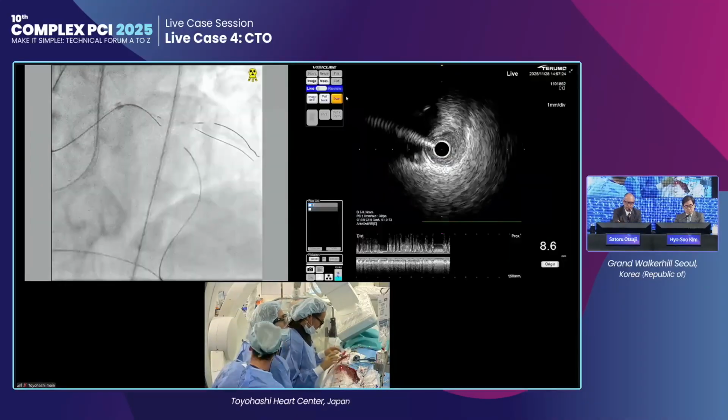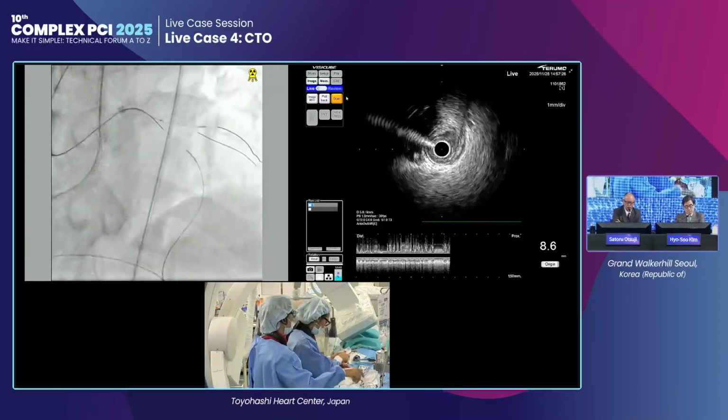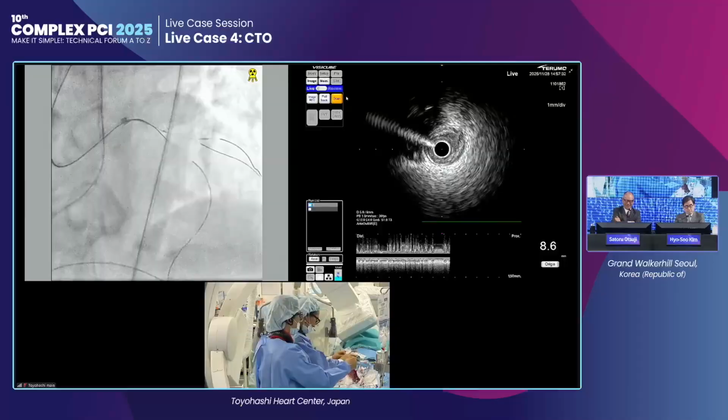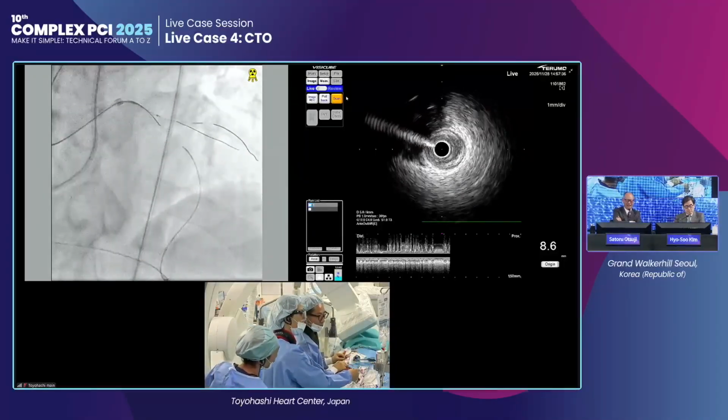Okay, I will select retrograde wire change. Really? Anyway, yes, try. But then you have to remove the D2 wire, right? Yes, of course.